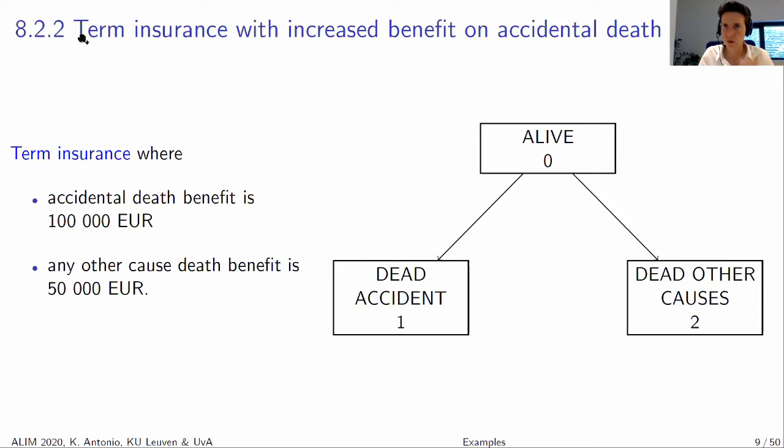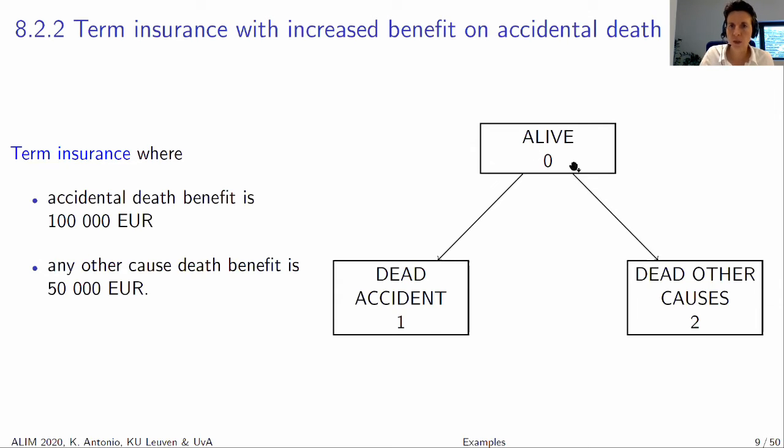Yeah, so that's why it's a term insurance. That means the time period during which this insurance cover holds is specified. For instance, it can be 20 years or 30 years or whatever. Here in this example, we make a distinction between death because of an accident, which corresponds to a benefit amount of 100,000 euro, and death because of another cause, where you get a death benefit of 50,000 euro. So in order to design this, you can say, let's do 3 states.